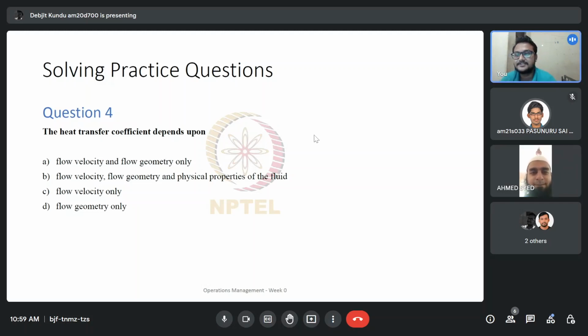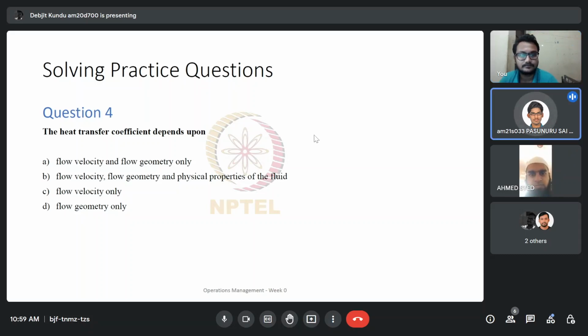Question number 4 says the heat transfer coefficient depends upon what? There are 4 options. Option A says flow velocity and geometry only. Option B says flow velocity, geometry, and physical properties of the fluid. Option C says flow velocity only, and option D is flow geometry only. Now remember, this is in reference to convective heat transfer. So keeping that in mind, please select the correct answer, and a poll is live. You can put in your response choosing any of the 4 options, A, B, C, and D. I hope you can access.